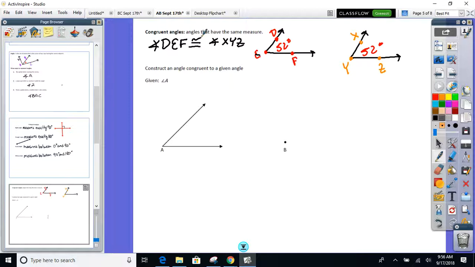How did we mark two segments congruent on a diagram? What markings are on there that say those two segments are congruent? Hash marks. Well, I can't put hash marks on angles. But what I can put that says they're congruent are what are called arc marks, right in between the two rays. When I see those arc marks, hey, those angles are congruent.